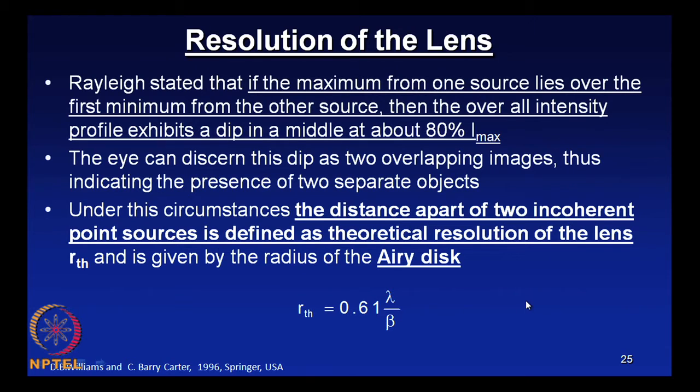So let us now summarize this. Rayleigh stated that if the maximum from one source lies over the first minimum from the other source, then the overall intensity profile exhibits a dip in the middle at about 80% of Imax. The eye can discern this dip as two overlapping images, thus indicating the presence of two separate objects. Under these circumstances, the distance apart of the two incoherent point sources is defined as the theoretical resolution of the lens, RTH, and it is given by the radius of the Airy disc. RTH is equal to 0.61 times lambda by beta, where lambda is the wavelength of the radiation and beta is the semi-aperture angle. So I hope you have some idea about the Rayleigh criterion now.